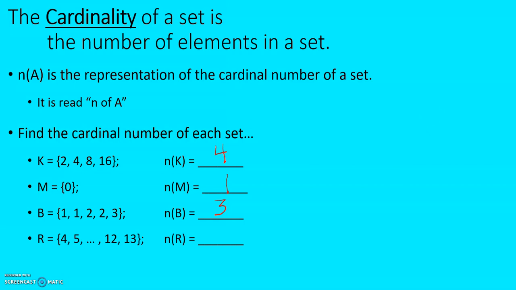R equals the set {4, 5, ..., 12, 13}. Count those numbers, 4, 5, all the way up to 13. There are 10 elements in the set. n(R) equals 10. The cardinality of the empty set: how many elements are in the empty set? There are 0.